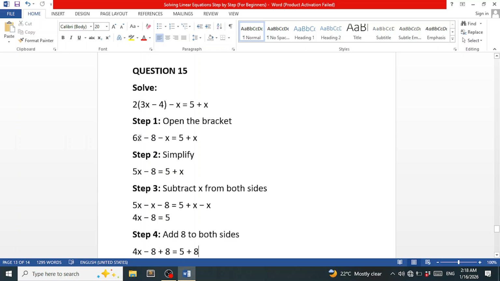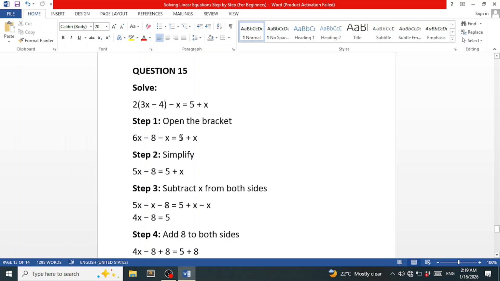We're gonna have 6x minus 8, because 2 times 4, then minus this x equals 5 plus x. And I've seen many students making this mistake. They cancel this negative 5 with this one, because they are seeing minus, they are seeing a plus, but there is equal sign, and that is very wrong. If you make that mistake, never do that.